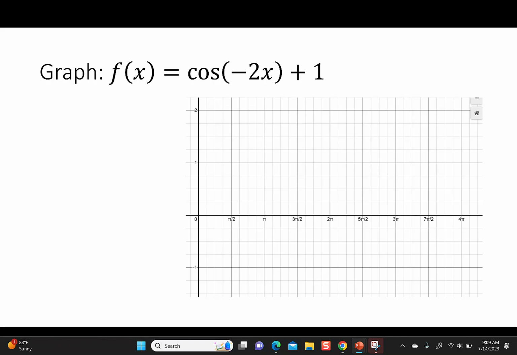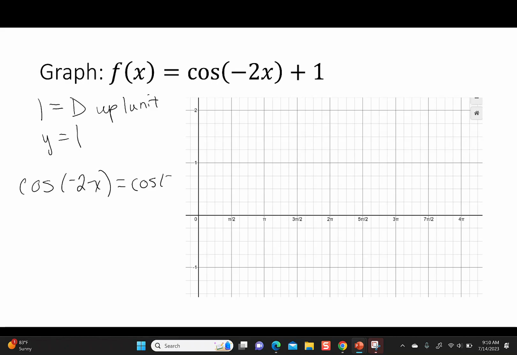Let's graph f of x equals the cosine of negative 2x plus 1. The 1 represents our vertical transformation, that we will go up 1 unit. It tells us that we have a midline at y is equal to 1. When we look at the cosine of negative 2x, it will be equal to the cosine of 2x because cosine is an even function. This shows us that our period will be equal to 2 pi divided by 2, which is pi. I'm going to start by drawing in my midline at 1.